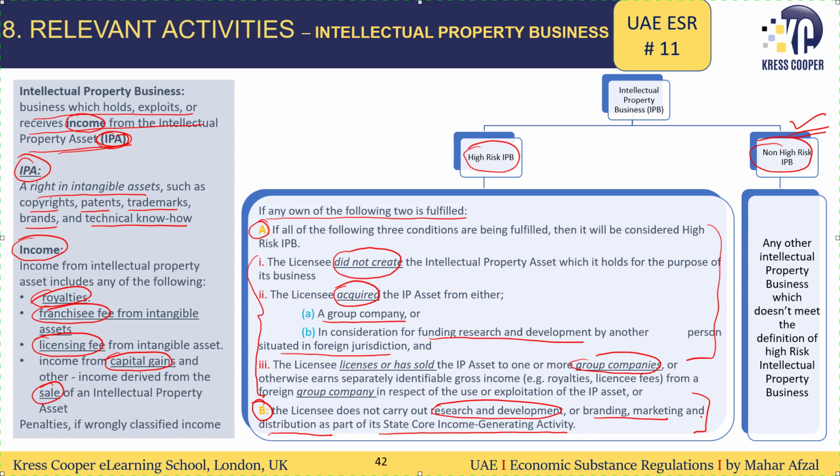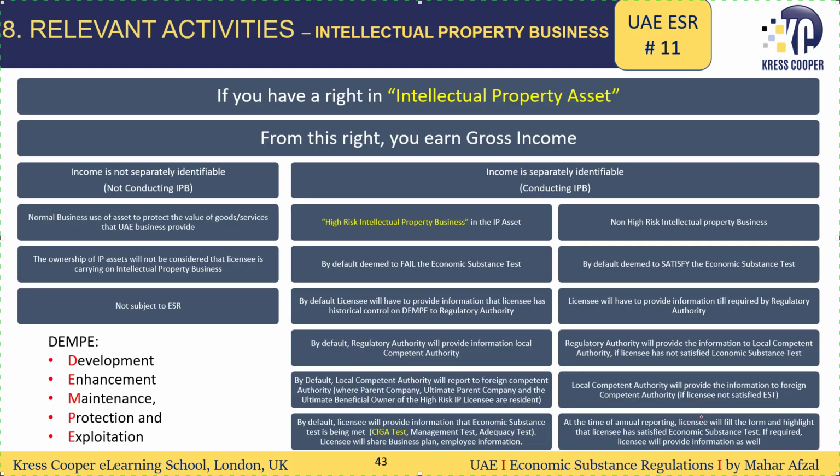We need to assess if the business has a right in the intellectual property asset. Yes. From this right, is the business earning any gross income? Yes. Then is this gross income separately identifiable? Yes. If these three conditions are being fulfilled, then we will say the licensee is conducting intellectual property business.